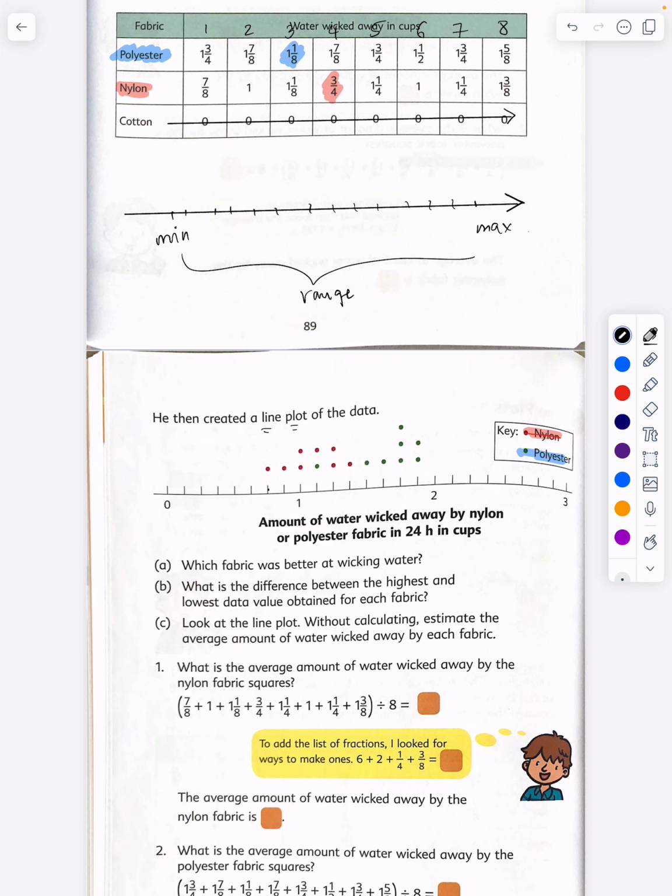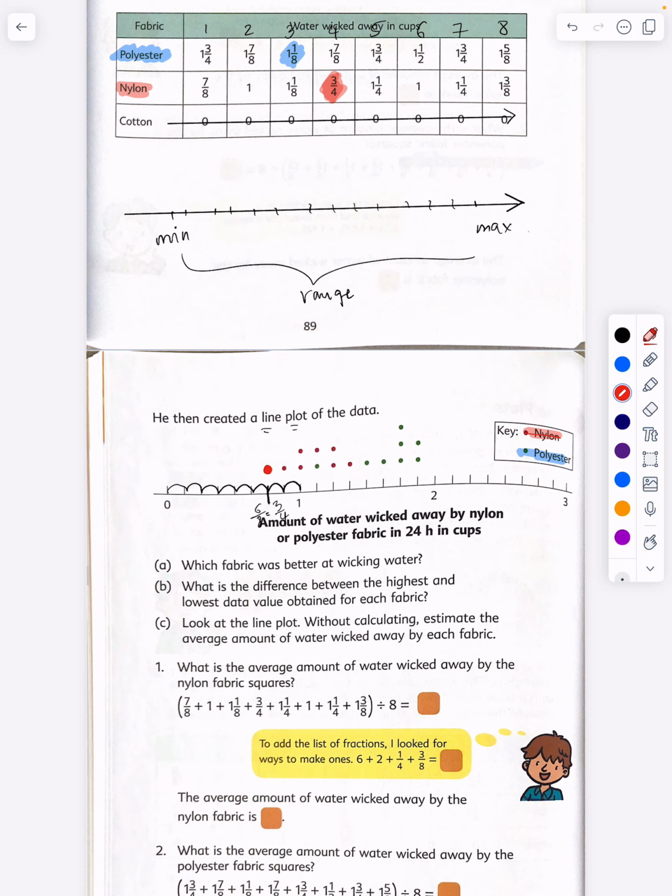This is the first measurement. And my friends, if we count the scale, 1, 2, 3, 4, 5, 6, 7, 8, these are 8ths. So this is 6/8 or 3/4. And sure enough, right here is the smallest moisture volume for nylon. This is the first dot for nylon right here, 3/4 of a cup.